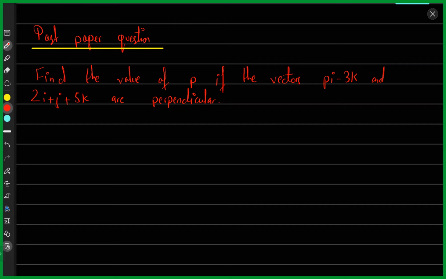5k are perpendicular. Okay. So we have been told that these two vectors are perpendicular and you need to find the value of P. What does this imply? If two vectors are perpendicular, this means, let's say if this is the first vector, this is going to be the second vector. So the angle between the two vectors is going to be 90 degrees. And when I will do cos 90, the value is going to be 0. Okay. Yes, this is basically the idea.